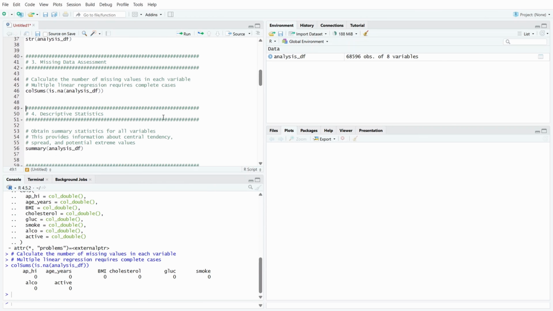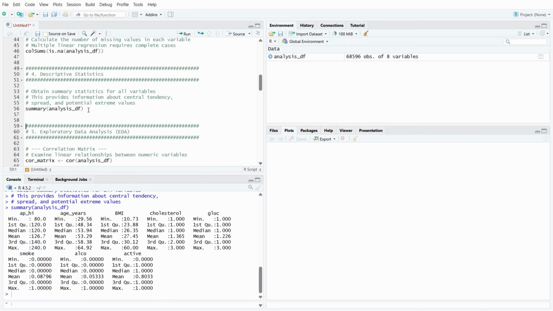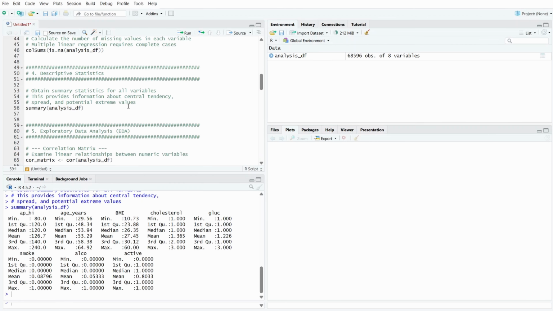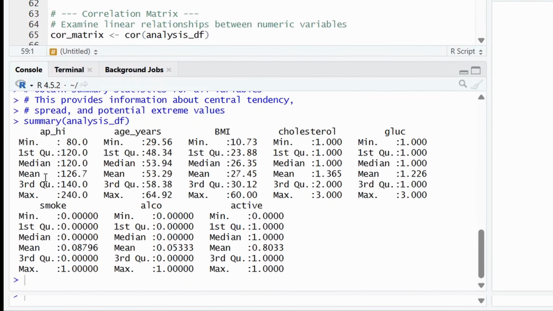Next, we compute summary statistics for the dataset using the summary function. This gives us information such as minimum values, maximum values, averages, and quartiles. These statistics help us understand the overall distribution of the variables and detect potential outliers or unrealistic values. So let's look at the summary of our dataset.